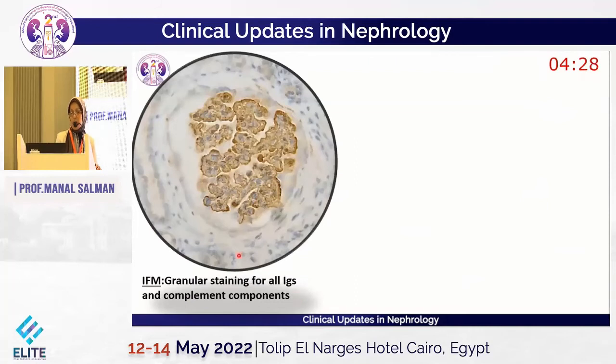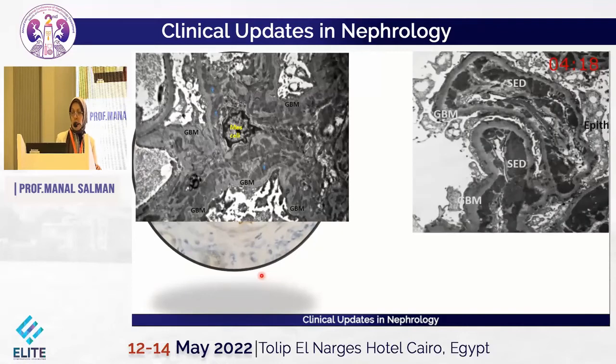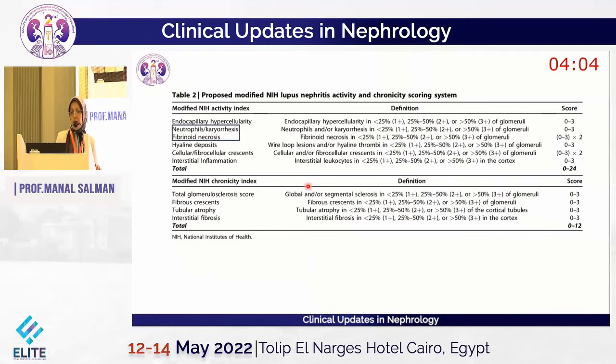By immunohistochemistry or immunofluorescence, we have granular fluorescence of capillary wall and mesangium for all types of immunoglobulins and all complement components. By electron microscope, we have mesangial electron dense deposits in all, we have subendothelial deposits in proliferative lesions, and we have predominant subepithelial deposits and intramembranous deposits in membranous lesions. Lupus nephritis also had a modification in the NIH activity score, with karyorrhexis with neutrophils instead of fibrinoid necrosis.